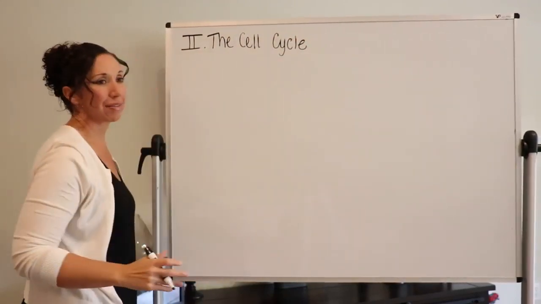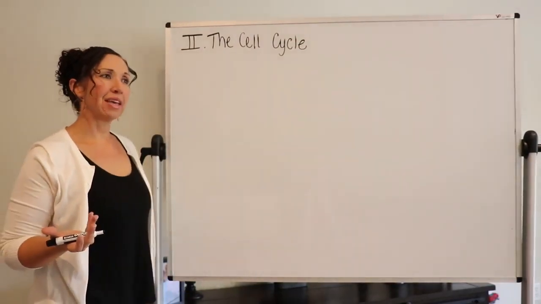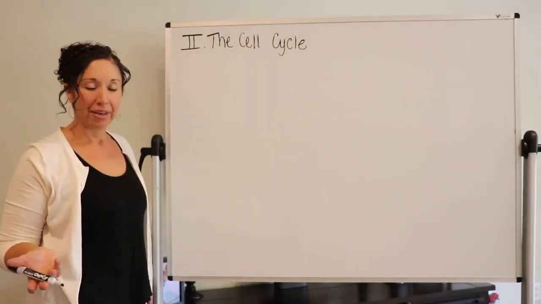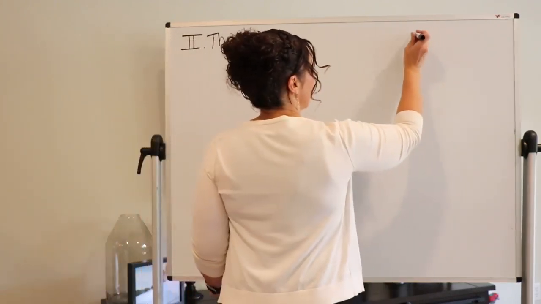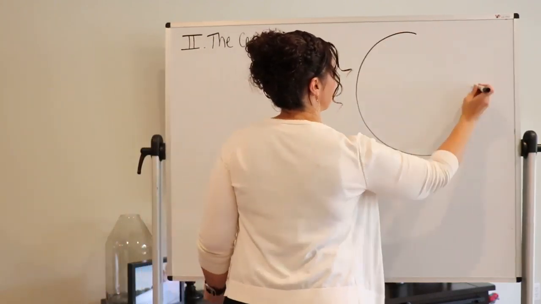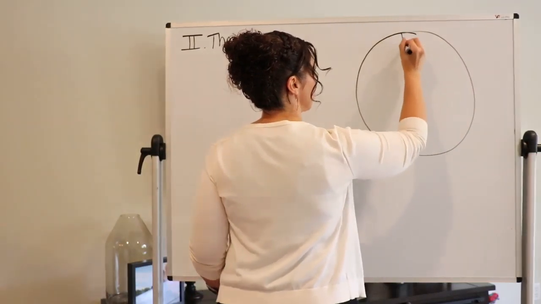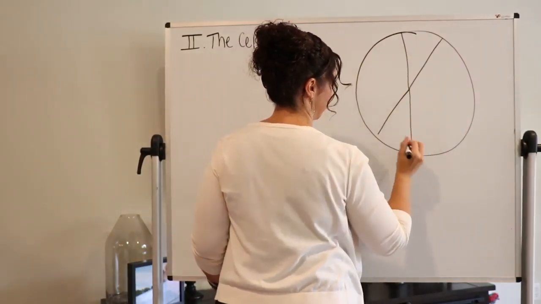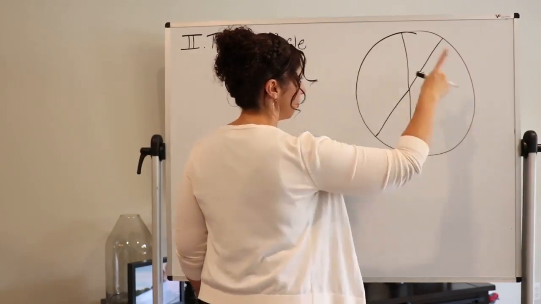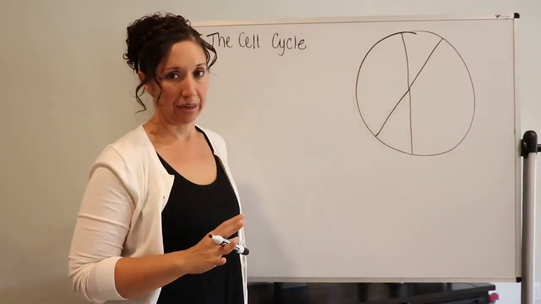So the cell cycle is, another way of thinking of it, the life cycle of a cell. If you're looking at a cell, and you were to put its lifetime into a pie chart, what you would see are different pieces of the pie, if you will. Each phase is labeled something different.